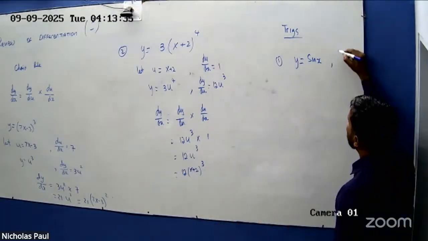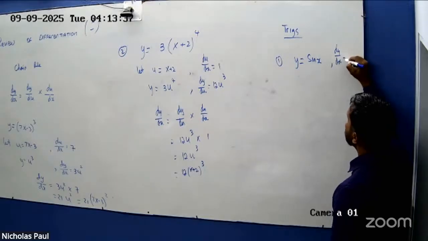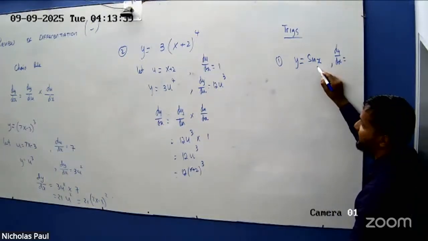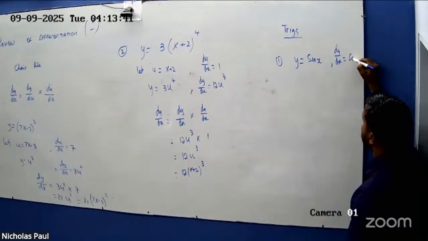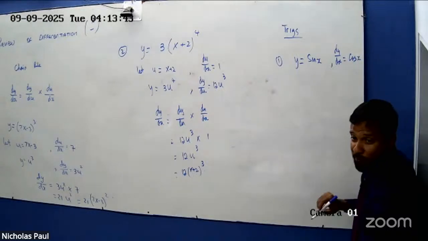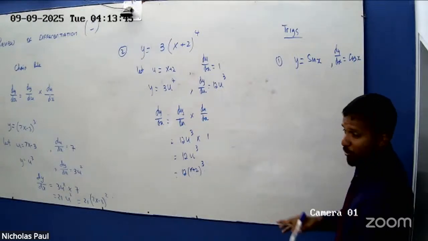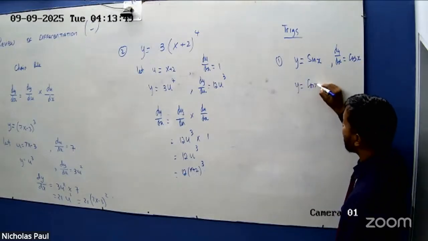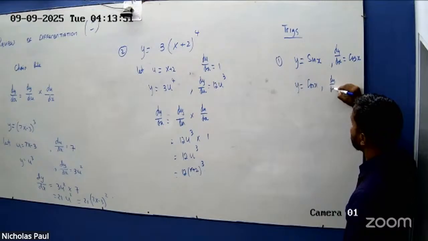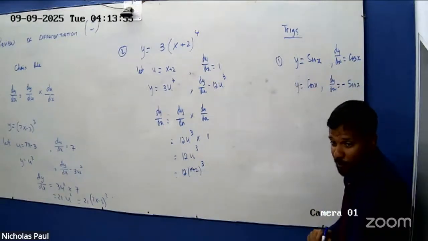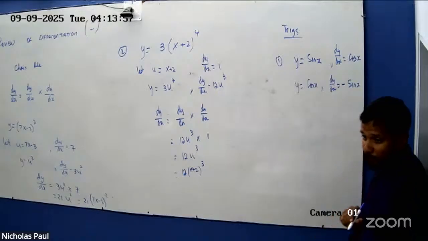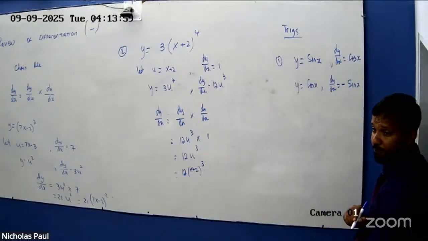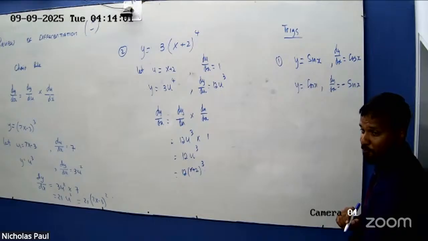All right. So dy dx is equal to the differential of sine, which is what? Cos. That's all. The differential of sine is cos. That's all you have to do. And now if I gave you cos x, the differential of cos x is what? Negative sine x. That's all you have to do. You okay with that? Easy?